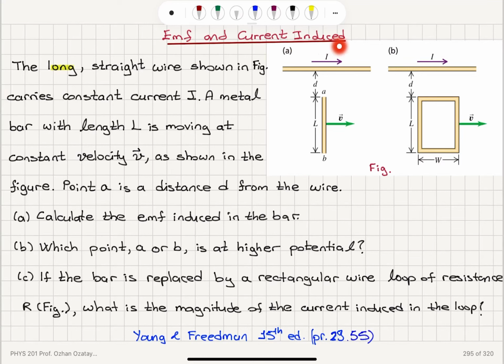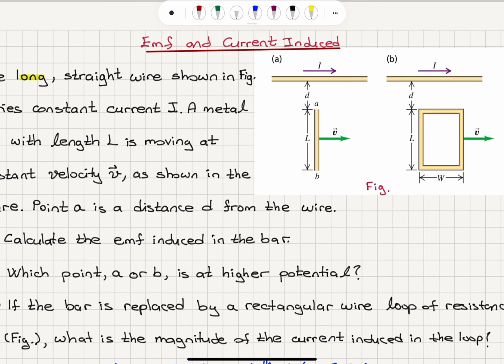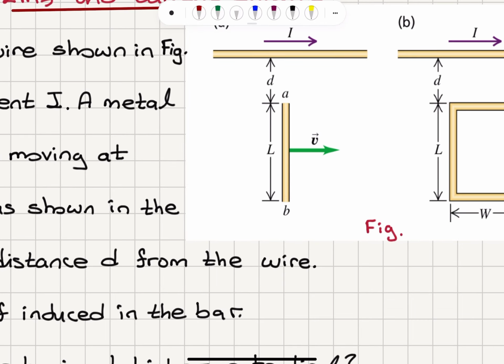EMF and current induced. The long straight wire shown in the figure carries constant current I. A metal bar with length capital L is moving at constant velocity v as shown in the figure. So it's moving to the right, maintaining a radial distance from the wire. Point A is a distance d from the wire, so that's the distance between the end of the bar and the wire here.